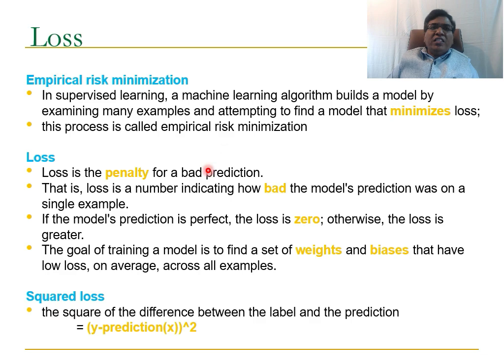Loss is the penalty for a bad prediction. If loss decreases to 0, that means the accuracy has reached the maximum value. The goal is to find the optimum values of weights and biases that lead to better accuracy with low loss across all examples.